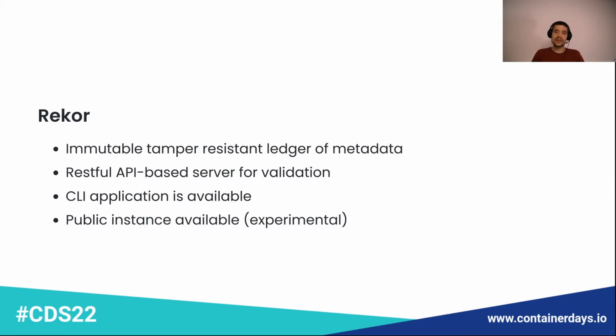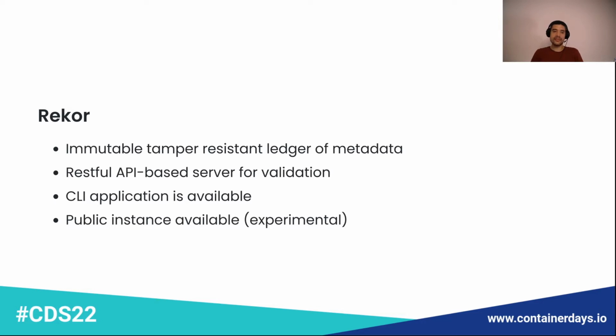Okay, so another tool that Sigstore provides is Rekor. Rekor is a transparency log. It's an immutable, tamper-resistant ledger of metadata, which means that it's a ledger where we can create new records, but we cannot modify or delete existing records. They provide some APIs for validation, so we can query the data inside of this ledger. They even provide a CLI if we want to use it for querying the data. Same as Fulcio, they provide a public instance, but still experimental at this moment.